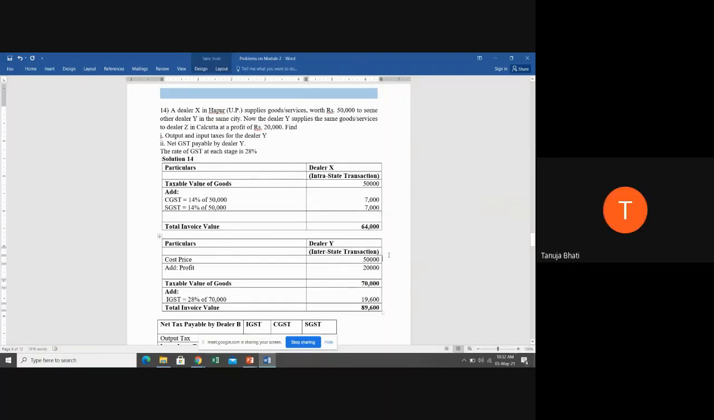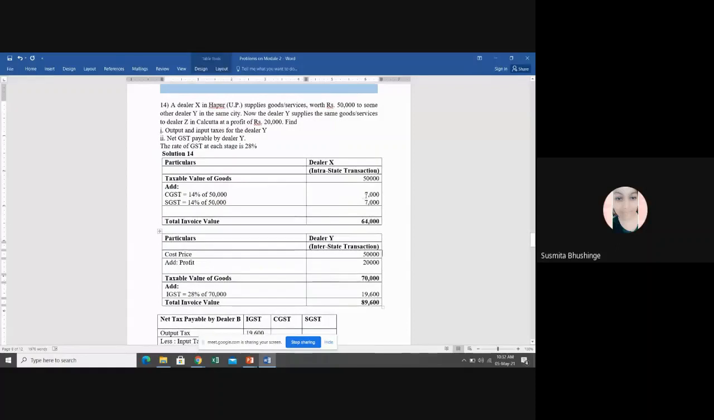Because he has already paid the tax. GST does not accept tax on tax. Correct. And this becomes his input tax, and the government gives the credit while making the payment of GST. The 14,000 he's paying, he's going to get this credit when he makes the payment of GST. So 50,000 becomes the cost price.